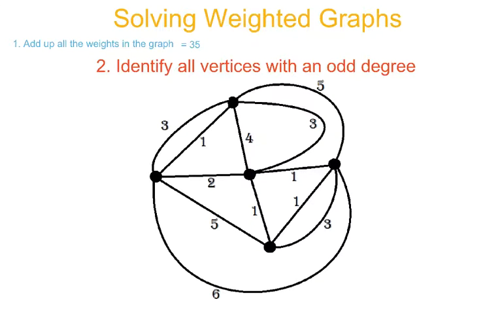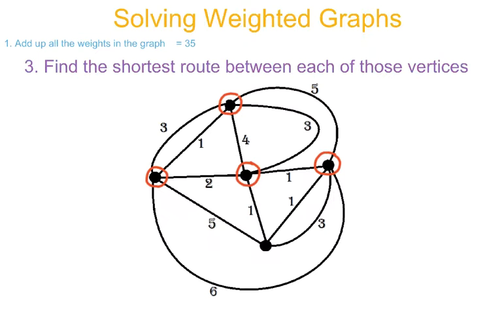We need to identify all the vertices with an odd degree. So here we have a degree of 5, because there's 5 edges, another degree of 5, another degree of 5, and because there's 3, there will be one more. This one here has 4, which means it's got to be this vertex. So there's all your vertices with an odd degree.